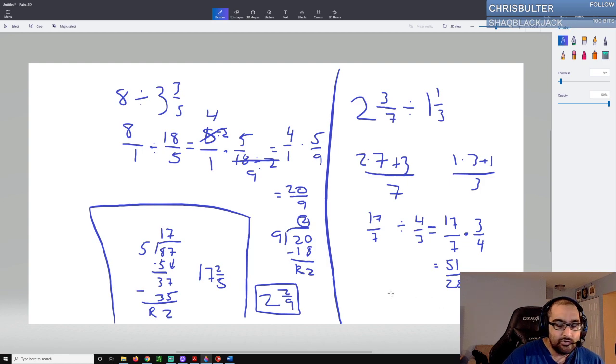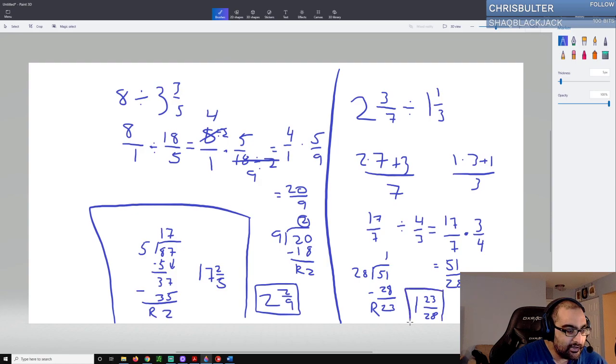So in this case, if we want to figure out what our mixed number is, how many times does 28 go into 51? That actually happens to be just one time. So here we get 23. If we subtract that, that's going to be a remainder. So our final answer here is going to be 1 and 23/28 for that problem.